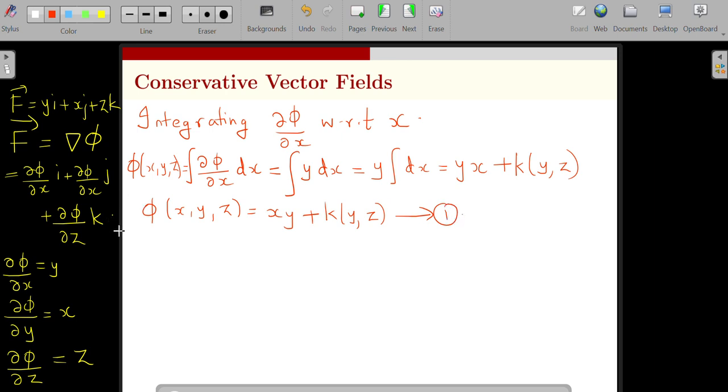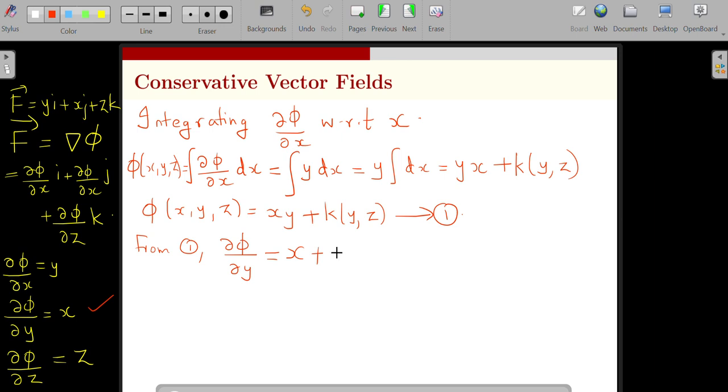Now all we have to do is to compare the partial derivative of phi with respect to y or phi with respect to z with the already existing partial derivatives dou phi by dou y and dou phi by dou z. So from equation 1, you partially differentiate equation 1 with respect to y. So from 1 you obtain dou phi by dou y as the partial derivative of xy with respect to y, which is x, plus k, a function of y and z.